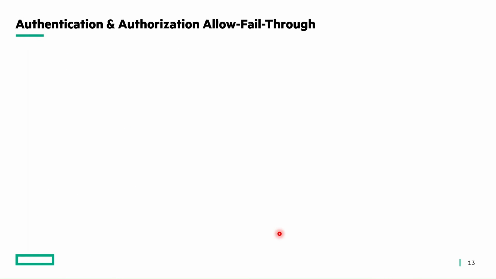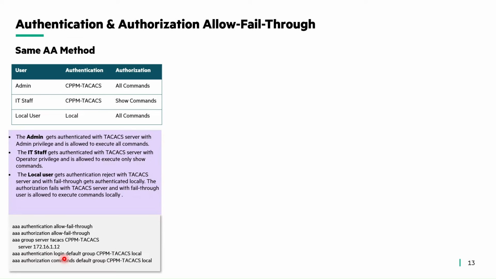Next comes the authentication and authorization allow fail-through use case. It shows how the pre-existing authentication allow fail-through can be combined with authorization allow fail-through, newly introduced in this release, to help us solve some of the use cases. First comes the same AAA method. So let's understand this use case with the configuration.